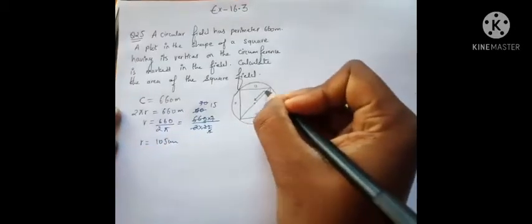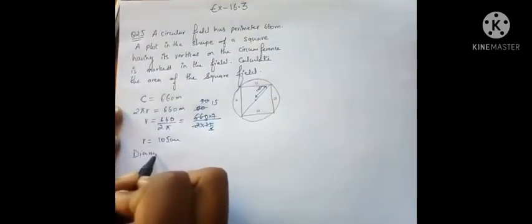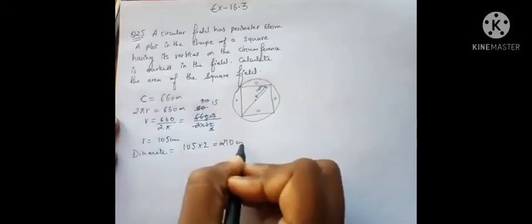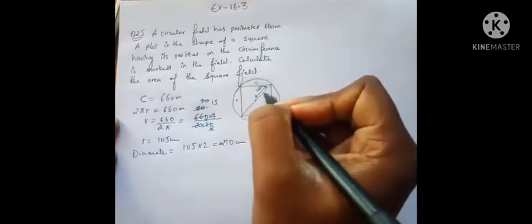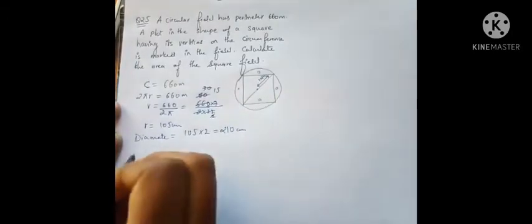r means from here to here it's 105 centimeters. But I need the diameter. Diameter is going to be what? 105 into 2, that's going to be 210 centimeters, isn't it? So this is going to be 210 centimeters, the whole diameter. But I have to find the area of the square field, so I need the sides for that. So if this is A, this is A.